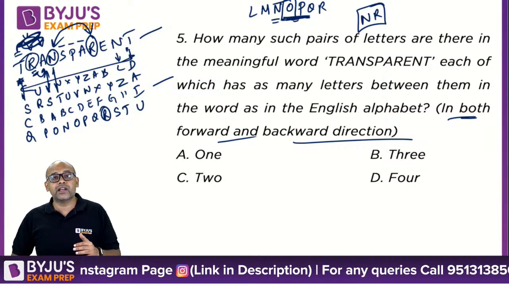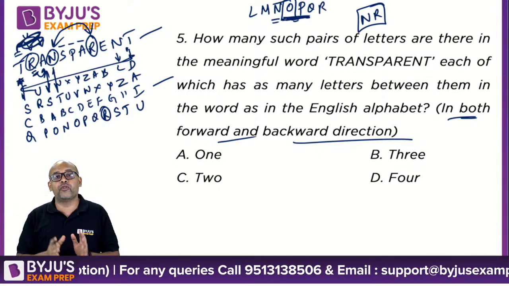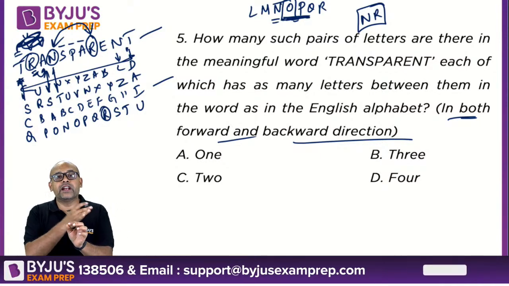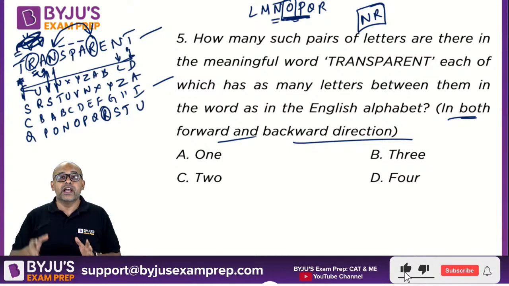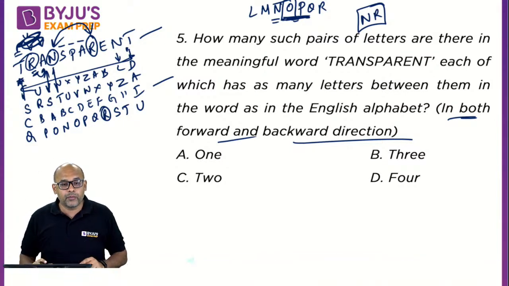So this checking will become mindless. You don't have to apply too much brain if you follow this approach. Straight away, you take an alphabet, fill the left side and right side with the consecutive letters. If any letters are matching, that's a pair. Otherwise, it is not a pair. I'll take one more.